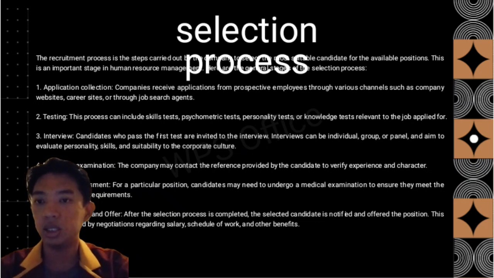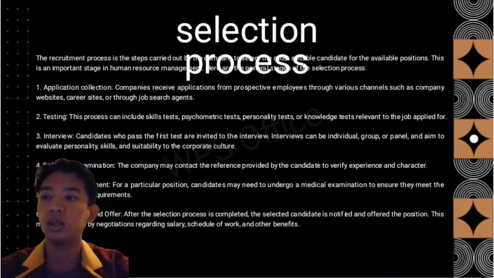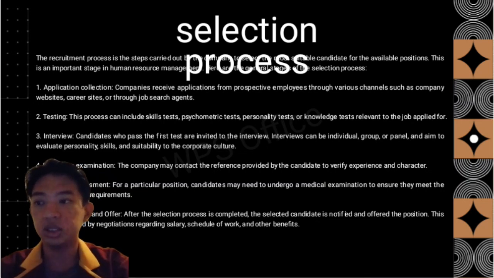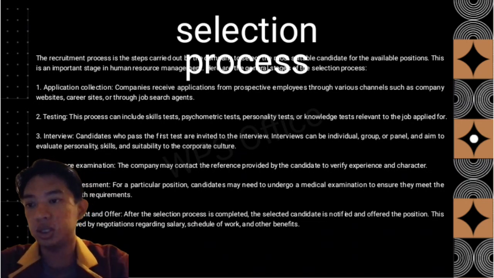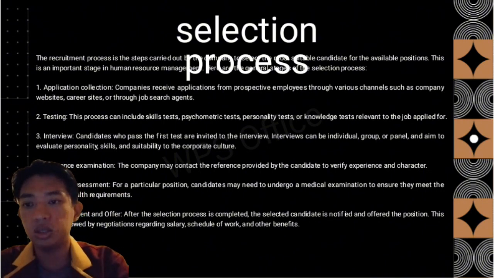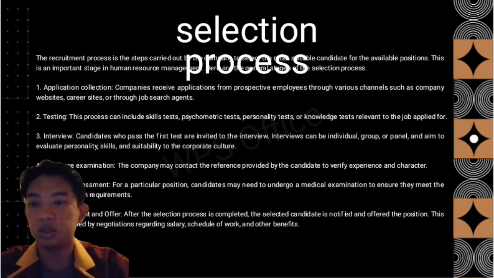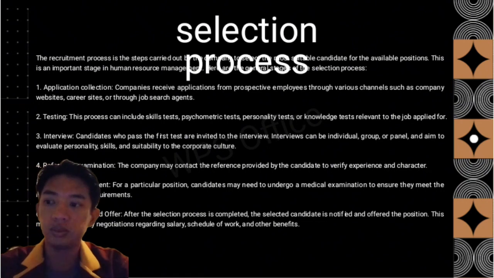Here are the general steps of the selection process. Number one, application collection. Companies receive applications from prospective employees through various channels such as company websites, career sites, or trusted job search agents. Number two, testing. This process can include skills tests, psychometric tests, personality tests, or knowledge tests relevant to the job applied for. Number three, interview.